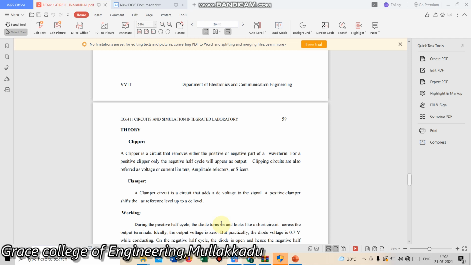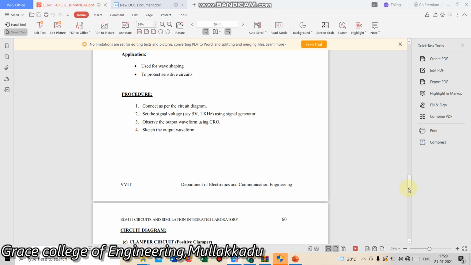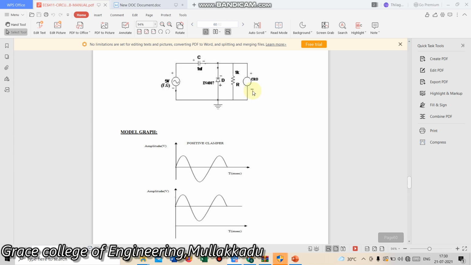On the negative half cycle, the diode will be open. Hence, at the negative half cycle, we will get the output. Okay, the application is that it can be used in wave shaping circuits as well as sensitive circuits. Okay, next, about the clamper.